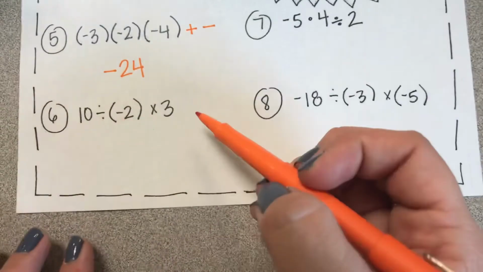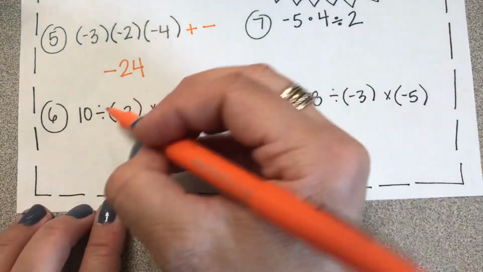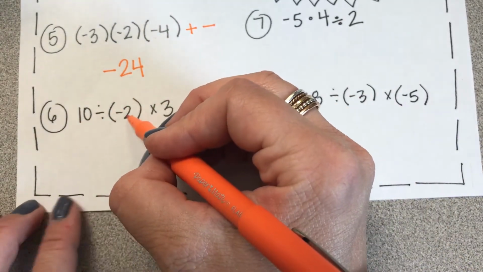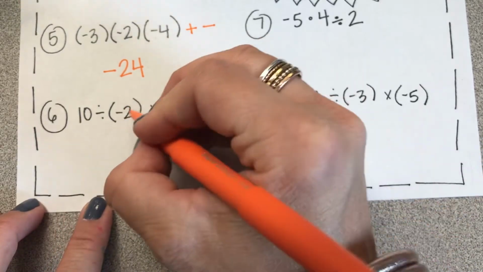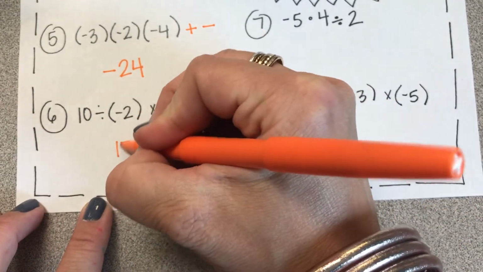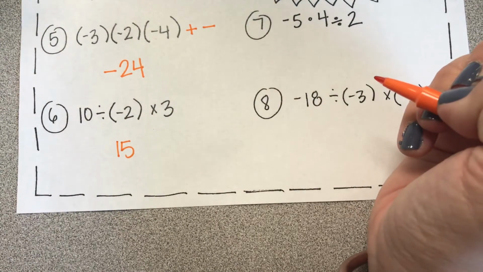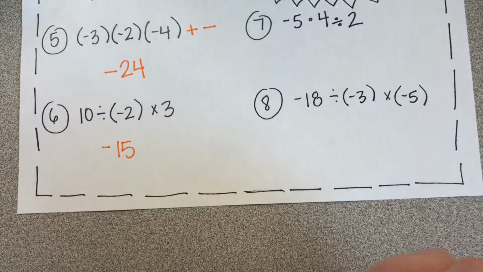Okay, on this one, left to right, multiplication and division. 10 divided by 2 is 5. 5 times 3 is 15. How many negatives do I have? Just one, so negative 15.